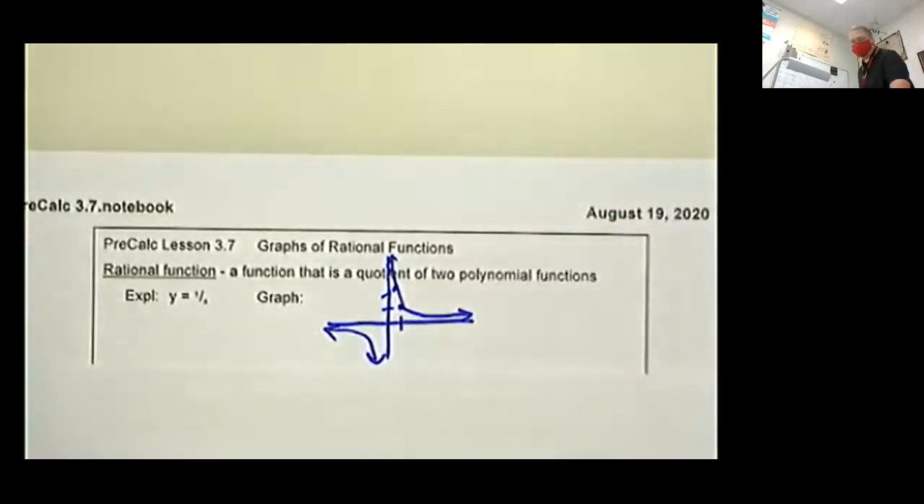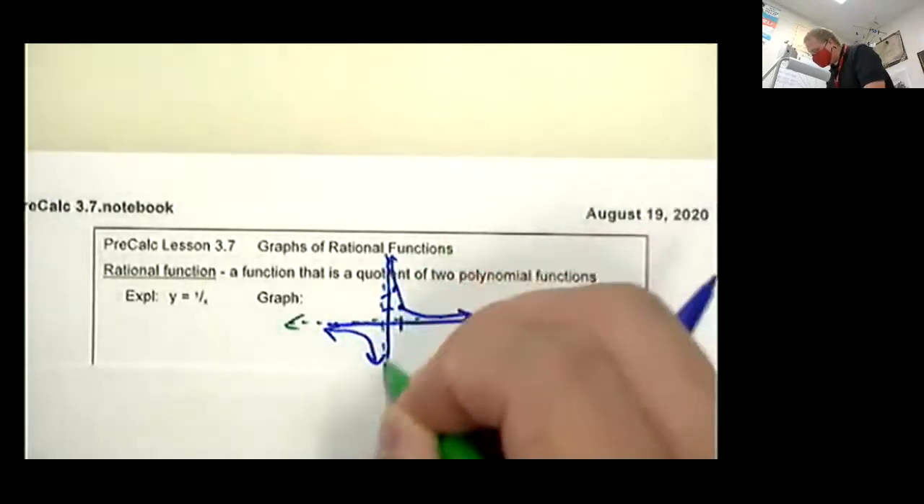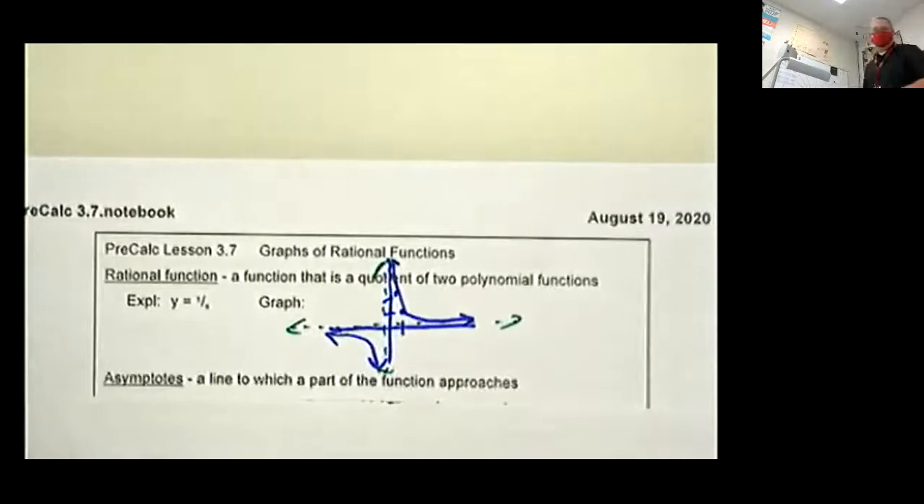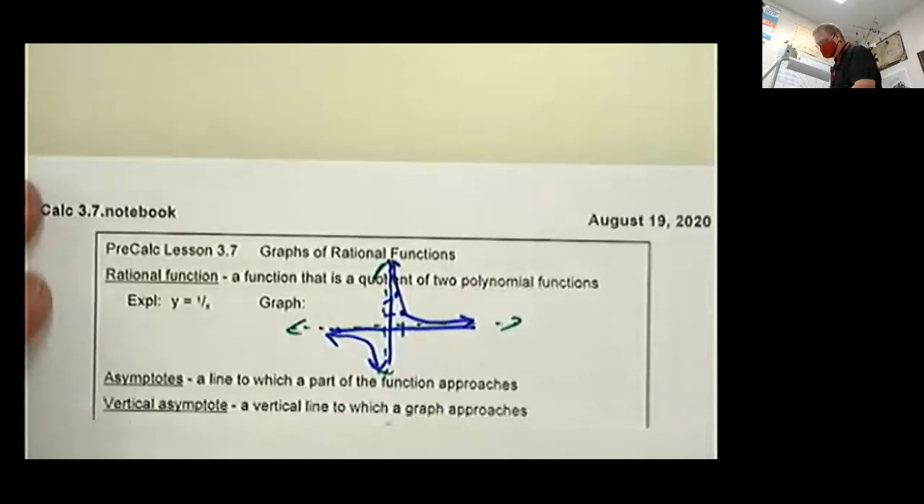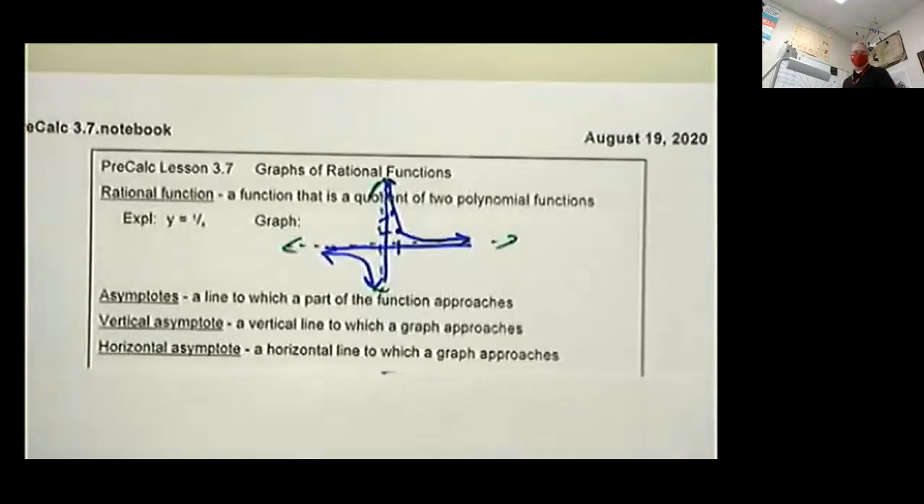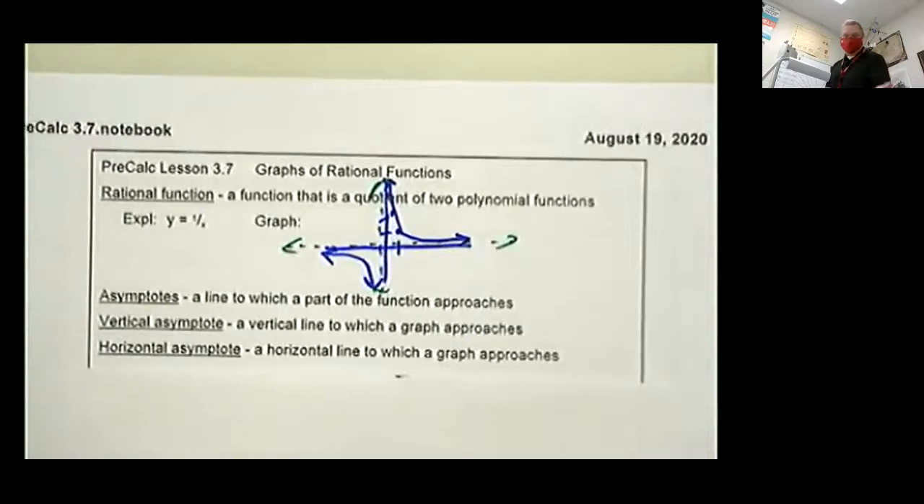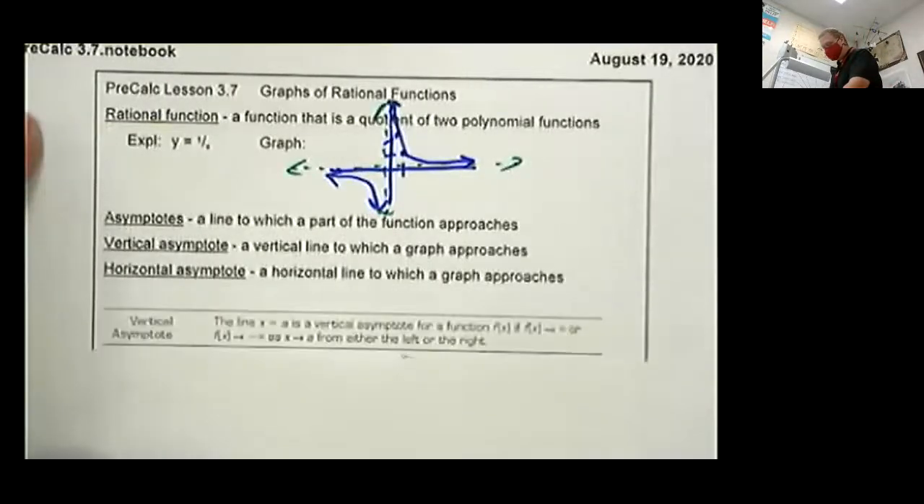And this graph gives us our example. We get two asymptotes. Here the asymptotes are just the axes themselves, the x-axis and the y-axis. An asymptote is a line to which a part of the function approaches. A vertical asymptote is a vertical line. The horizontal asymptote is the horizontal line. A graph could have no asymptotes, could have just a vertical asymptote, could have just a horizontal asymptote, could have both. So there's different things that could happen. Could also have a slant asymptote. We talked about that in college algebra as well.